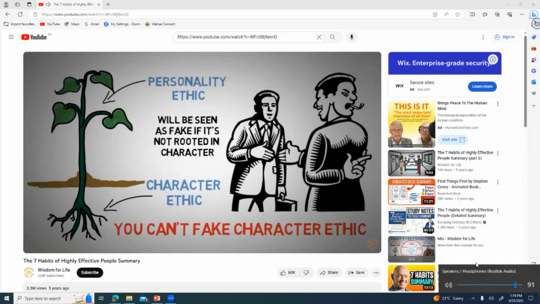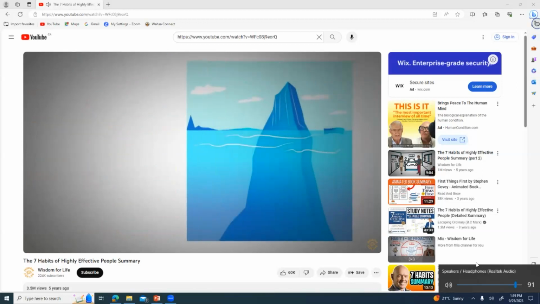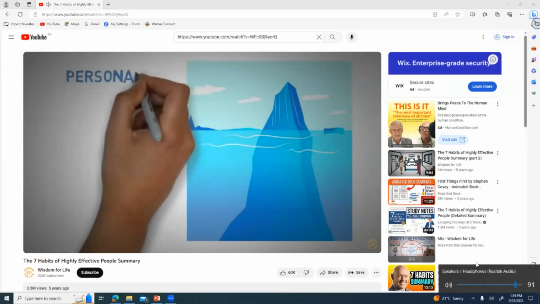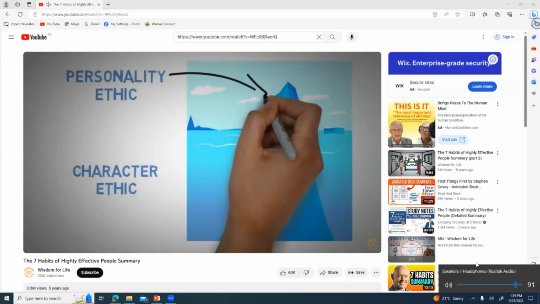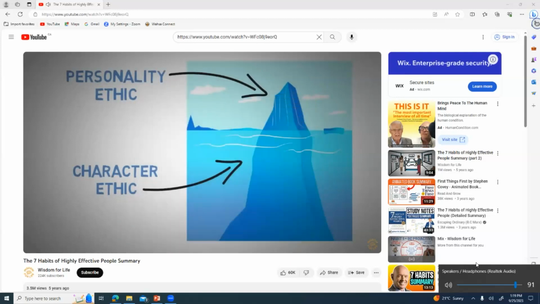If you're still a little fuzzy on this concept, picture an iceberg, right? The personality ethic is above the water. The character ethic is below the water. It forms the foundation. It's where the greatest impact over the long term is. It's where you sow the seeds of greatness.